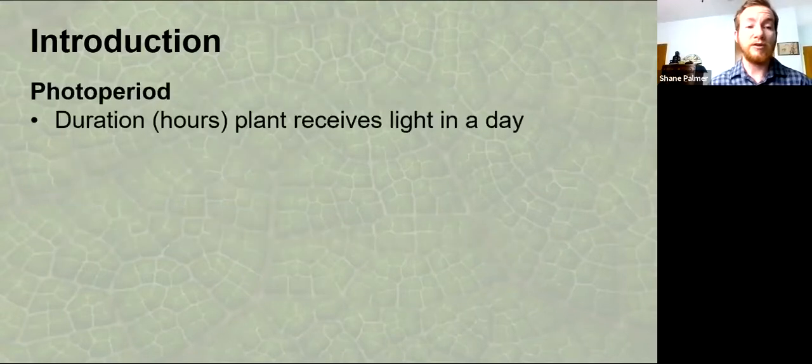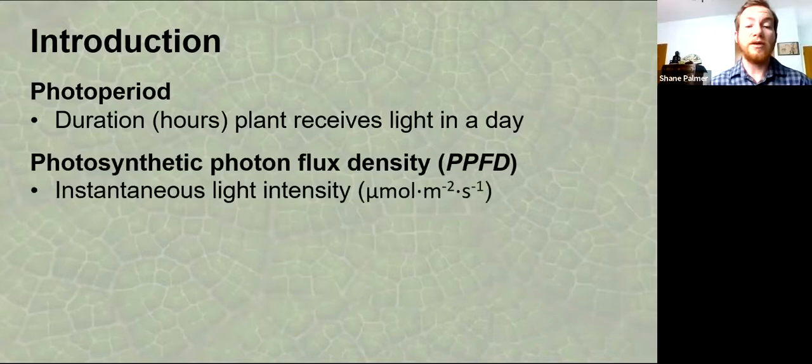Just for some terminology so everyone's on the same page, when I talk about photoperiod, that is the duration of time that a plant receives photosynthetic light during the day. A related term is photosynthetic photon flux density, which I'll refer to as PPFD. It's a measurement of light intensity, and it's an instantaneous measurement. It's measured in micromoles of photons per square meter per second.